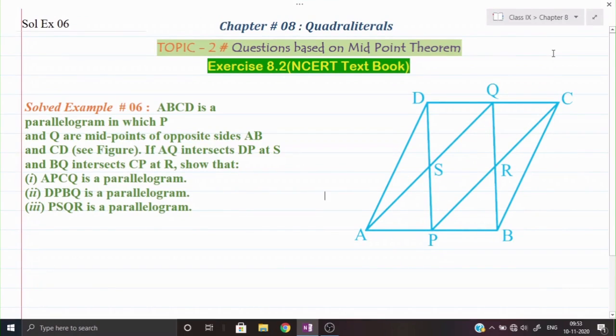Hello students, today we are going to start the remaining questions of the chapter Quadrilateral. Some short examples are remaining that we are going to see, and today it would be the last session of the chapter Quadrilateral. So let us see the first example of today.